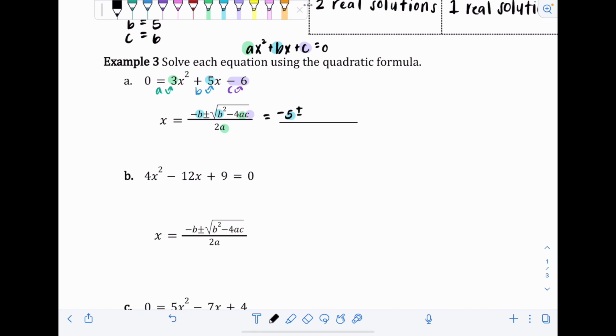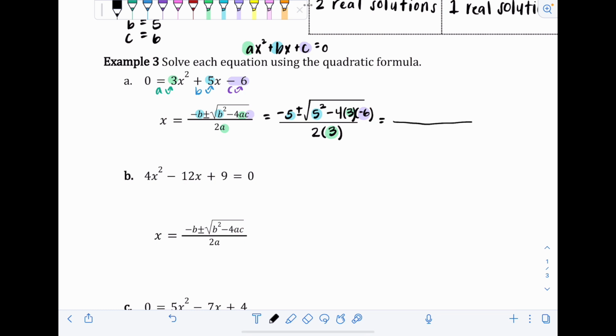And then plus or minus the square root of b squared. So whatever b is is going to go right there, and it's going to be squared. B is 5, and then minus 4 times a. So a would go right here. A is 3, and then times c would go next right here, and c is negative 6. And then all over 2 times a, so 2, and then a would go right there. And again, a is 3 for this problem.